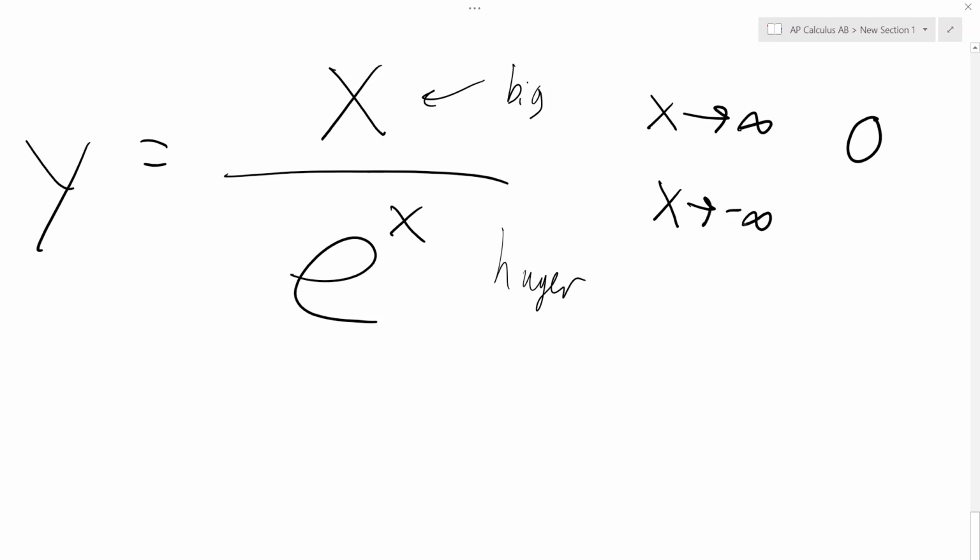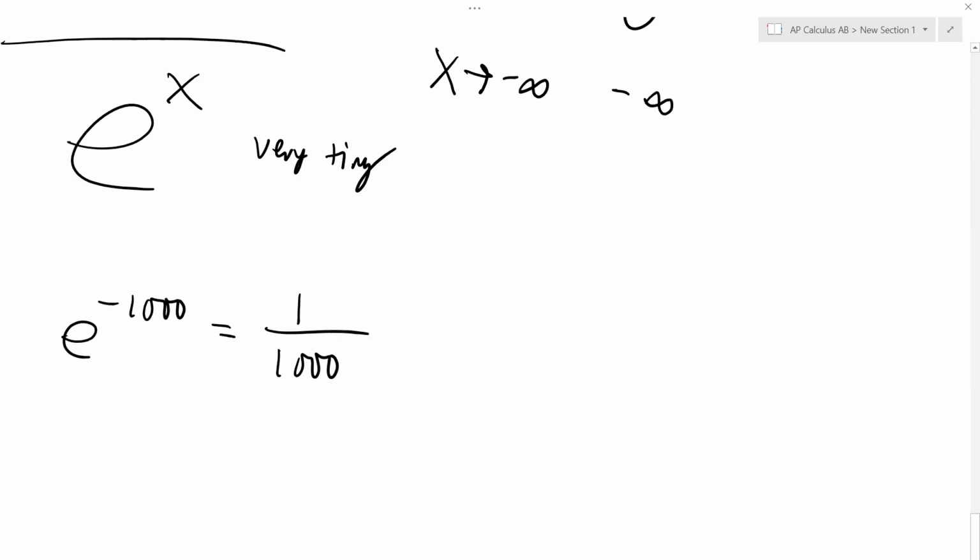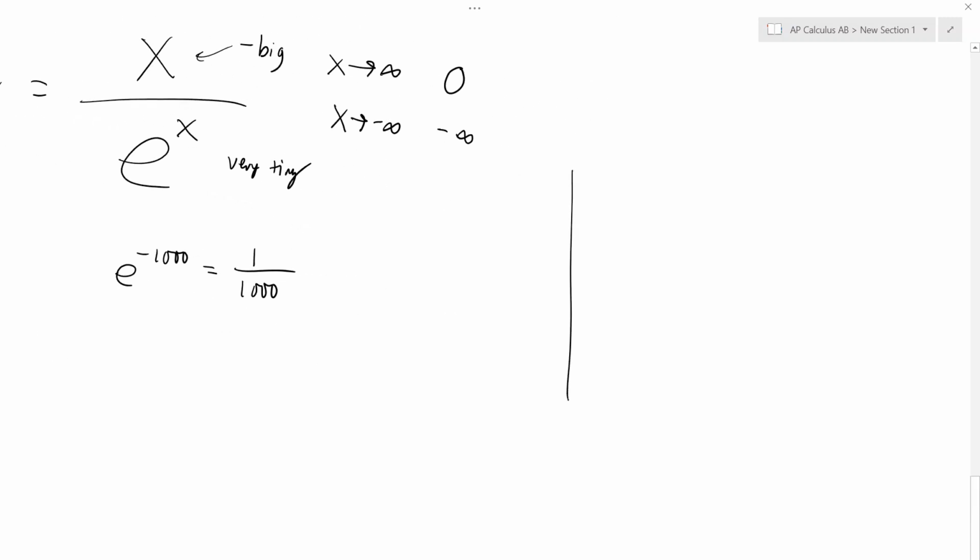But then you have to worry about the other side. If x goes to negative infinity, the top is going to get negative but big. E to a huge negative number is a super tiny number, but positive. So I have a huge negative number divided by a very tiny number. What kind of number is that going to be? A huge, big negative number. So this is going to negative infinity. It's going to get bigger and bigger and bigger. So here's what that tells me about my graph right away: on this side, it has to be headed down, and on this side, it has to be flat.